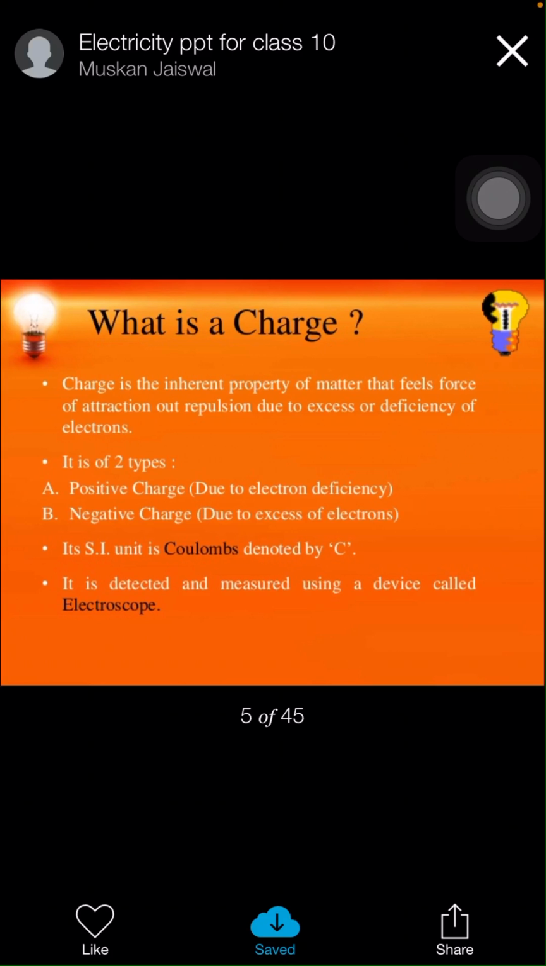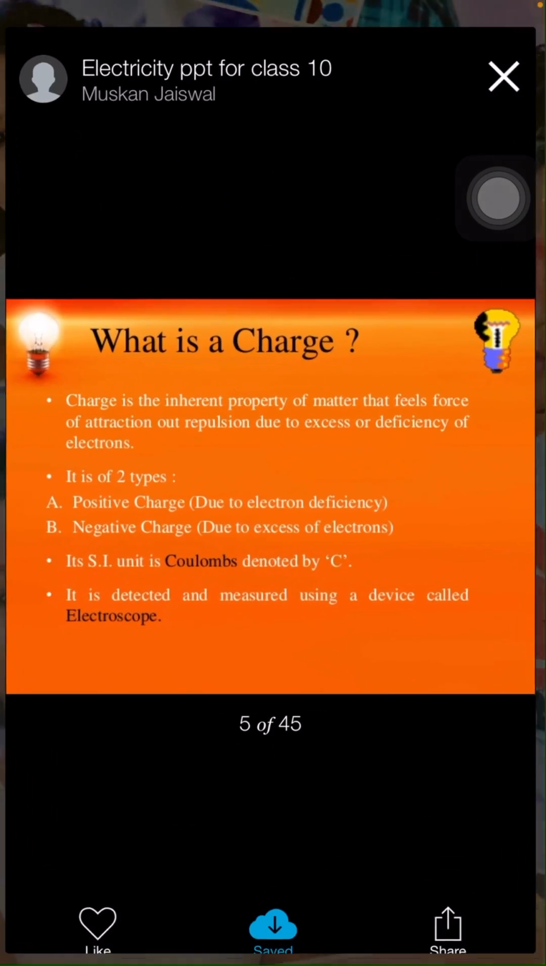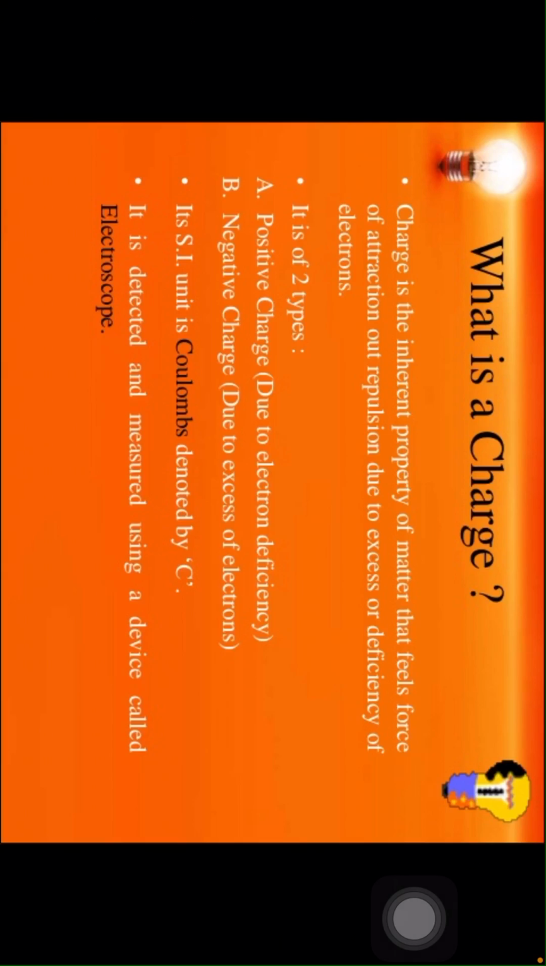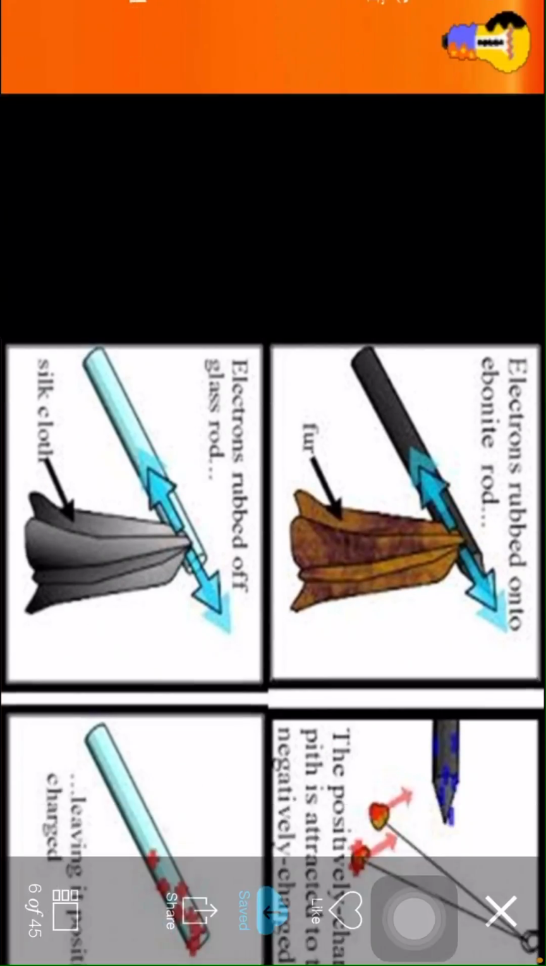It becomes positive charge. Negative charge means what? When electrons are received from another object, it is called negative charge. Okay, children. Now, its SI unit is coulombs, denoted by capital C. It is detected and measured using a device called electroscope.